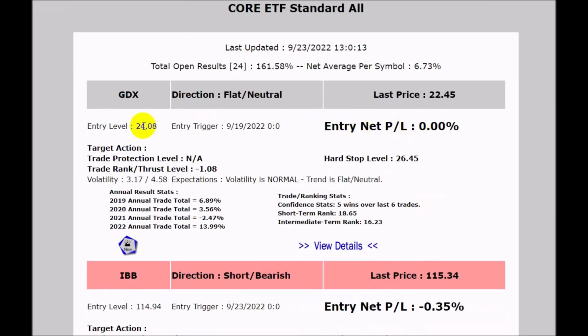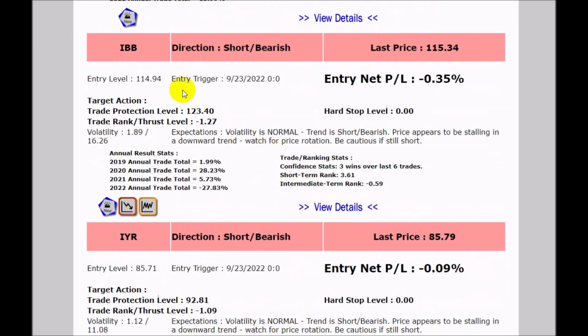This has an entry, a target, take profit levels, and it has ranking. So see here, GDX just got out of a trade. It's currently ranked 18.65 and 16.23. It won 5 of the last 6 trades, and it's holding up fairly well. You can see annually how it's holding up. IBB is currently losing for the year. It's ranked 3.61 and minus 0.59.